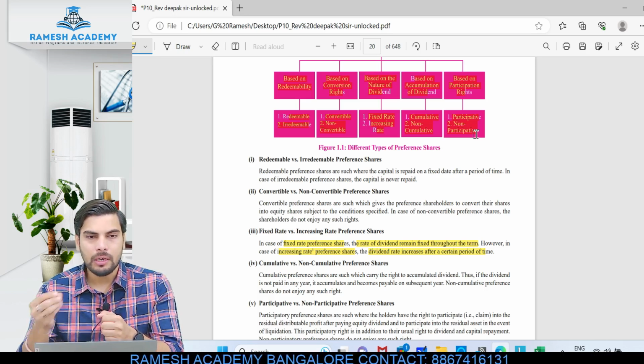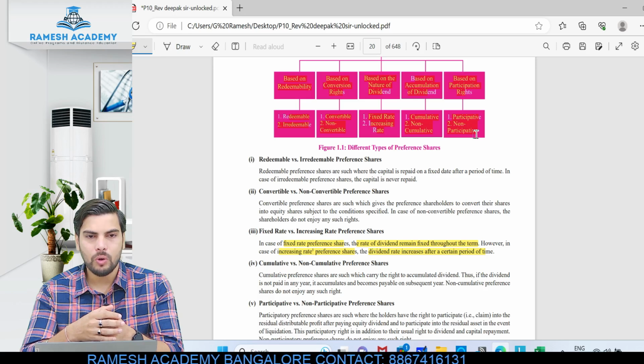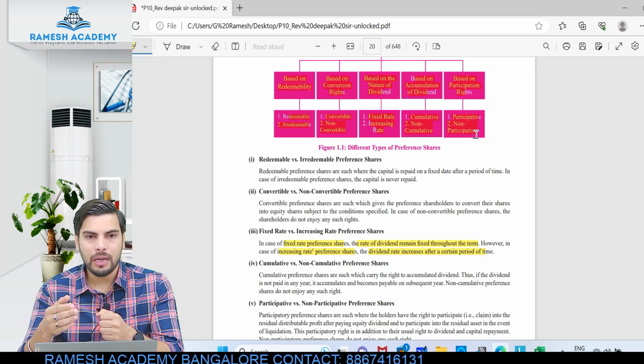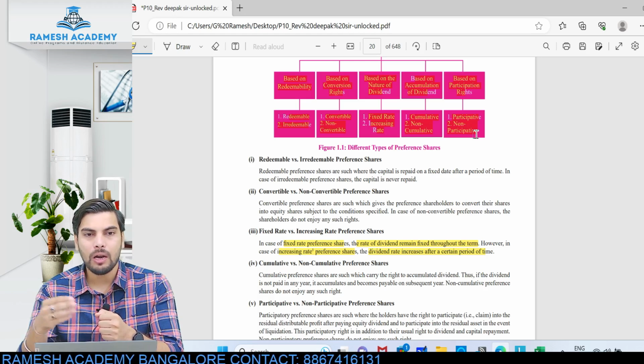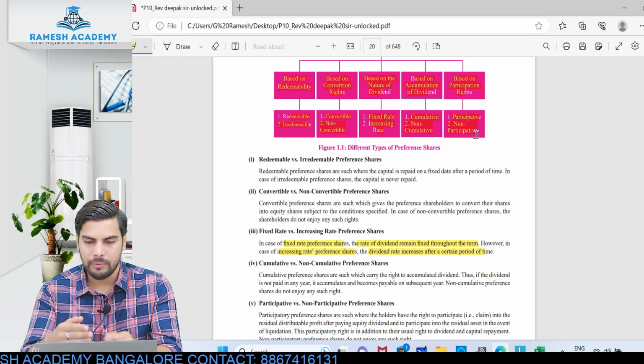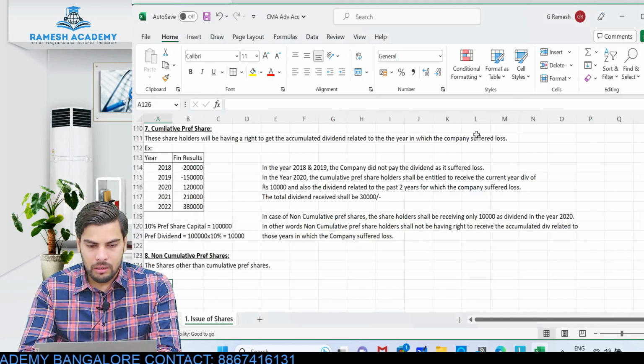Clear? So when it comes to non-participative preference shareholders, what will happen? These people will not get any share in the surplus which is left over after making payment of equity dividend. Okay, so let me just put it down in this way.